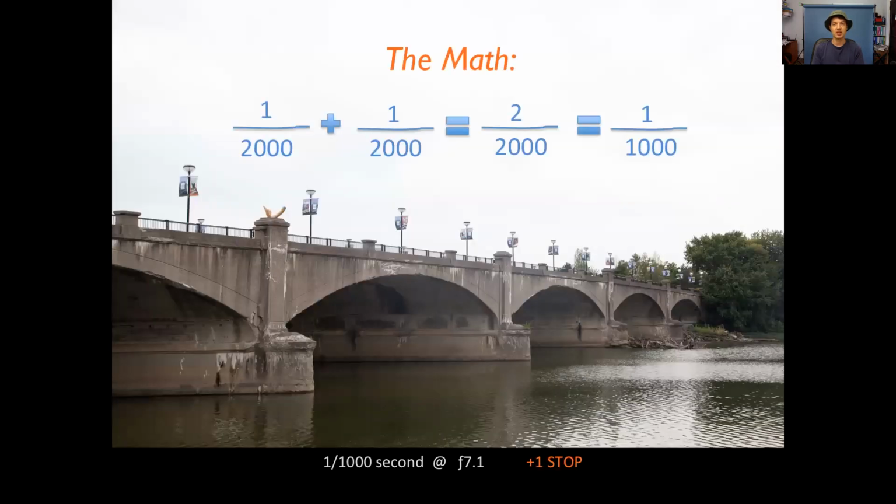And just to think about how that math works, remember 1/2000th of a second plus 1/2000th of a second would equal 2/2000ths of a second. And if we reduce that down, then that's 1/1000th of a second. So you can see 1/1000th of a second is equal to 2/2000ths of a second exposures.